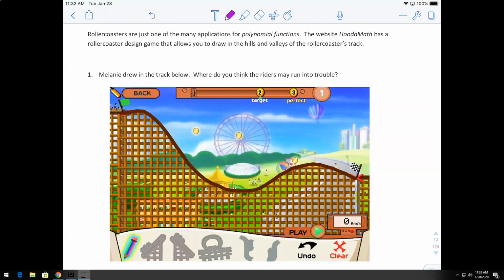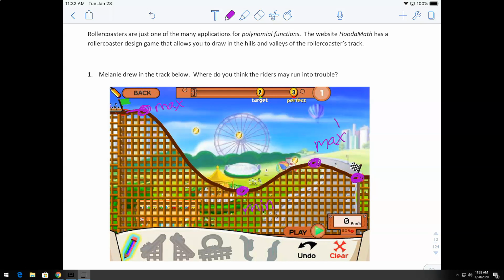When I look right here, roller coasters are just one of the many applications for polynomial functions. I see it start up here, and this is a maximum. I see it come down to here, and this is a minimum. I see it come to here. That's where it ends, and I see it go up and back down, so this makes a maximum as well. We're going to talk about some vocabulary here.